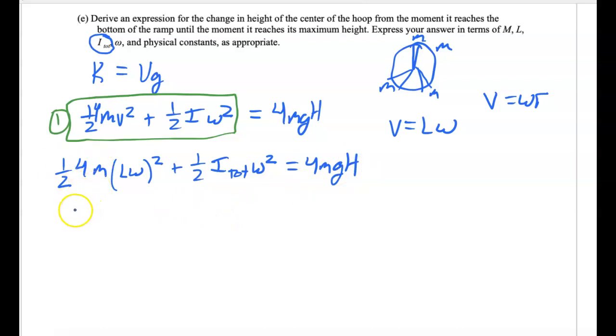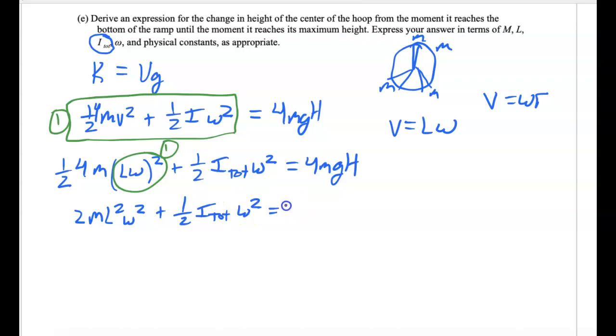So at this point, we can reduce some things down. So this is 2ml squared. Oh, by the way, you get a point for recognizing what this is. So that's 1 point, because remember, this is a length. So that's just omega times the length. That makes it a lot easier. So we have 2ml squared omega squared plus 1/2 of I total times omega squared, and that's equal to 4 times m times g times h.